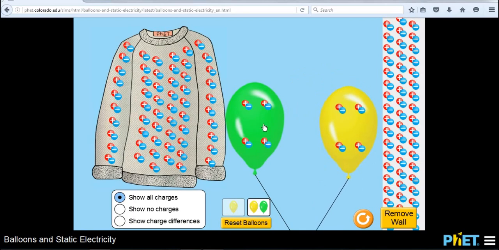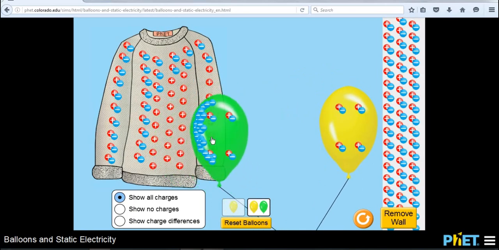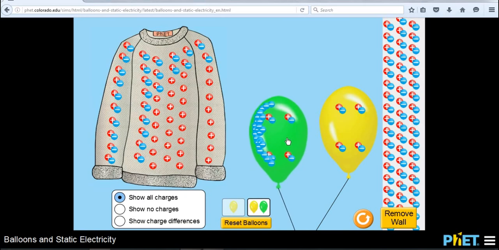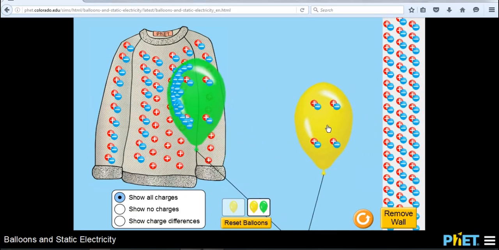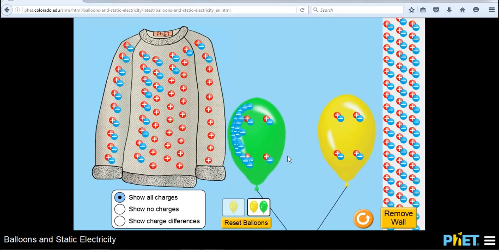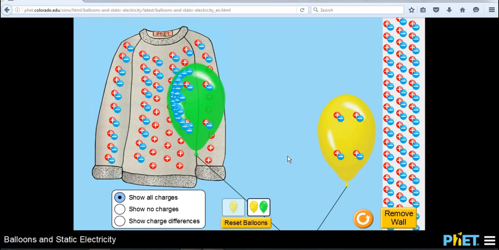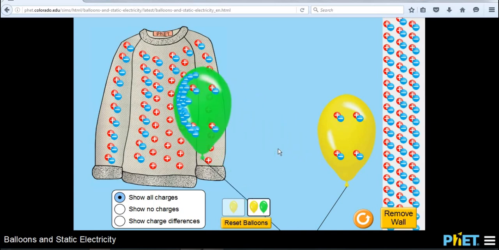I'm going to leave the yellow one over there. But before, we can charge it by friction. Okay, now this balloon is charged. If I let it go, it's not going to stay at rest. The neutral one stays wherever I put it. But this charged balloon no longer stays that way, and that's because it is attracted to the net positive charge in the sweater.